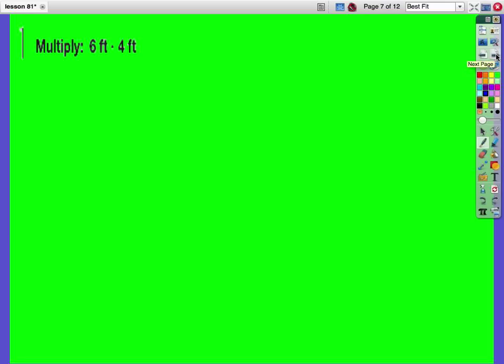So if we multiply 6 feet times 4 feet, well, we have 6 times 4 is 24. And feet times feet is going to be feet squared, or square feet. So there my answer is 24 feet squared.